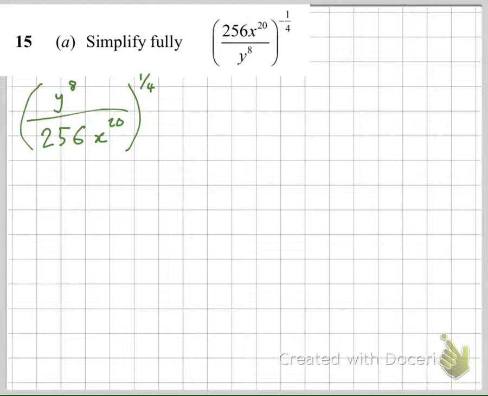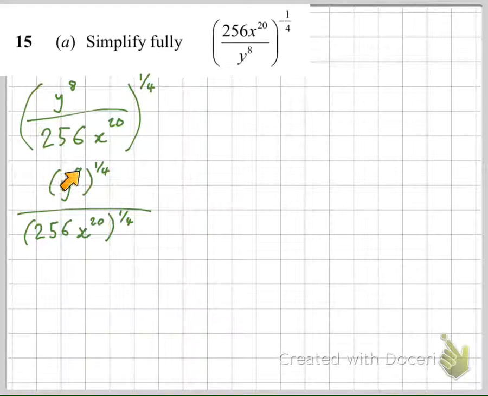Okay, the next thing to spot is that we can apply this power to both the numerator and the denominator of the big fraction. So let's do that. And then we need to simplify those. So the numerator, in this arrangement here, something to a power and then all of that to another power, you just multiply the powers together. So 8 times a quarter is 2.